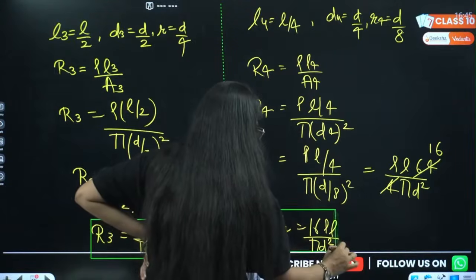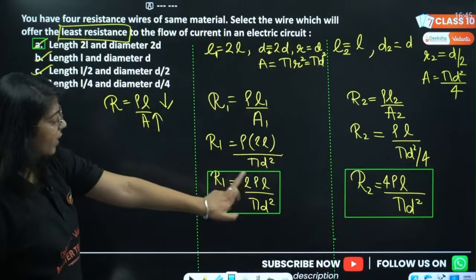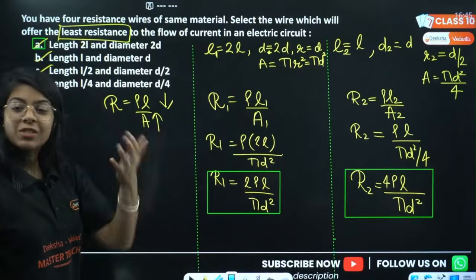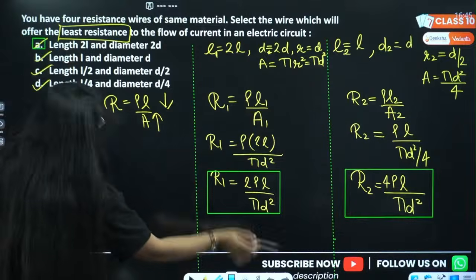Understood? So now this is 16, 8, this was 4 and this was 2. Ma'am, first option was correct. Every one of you was correct. Good.